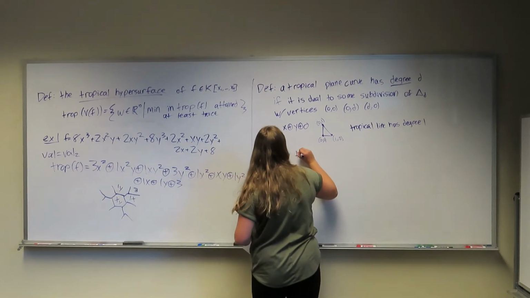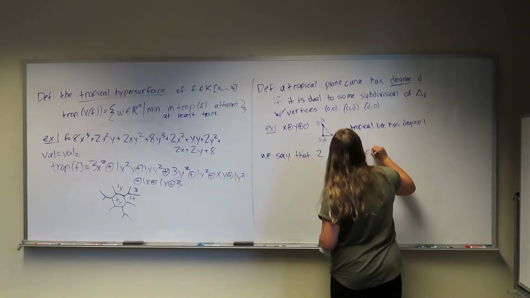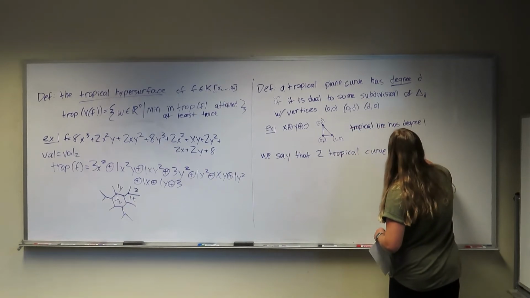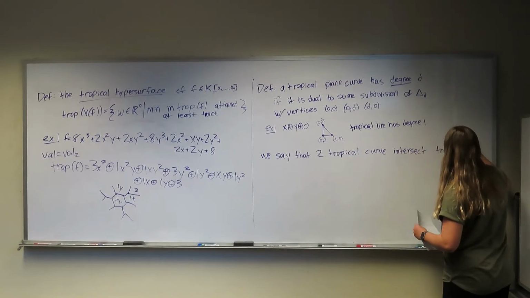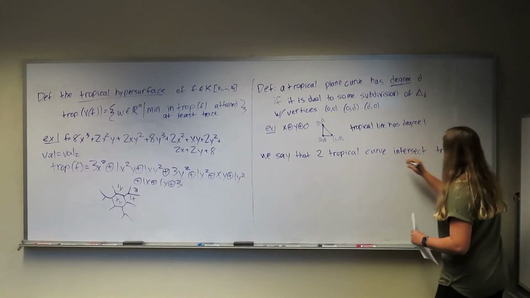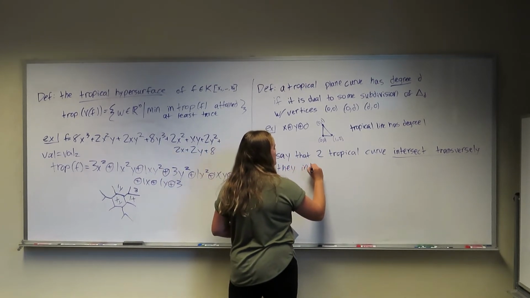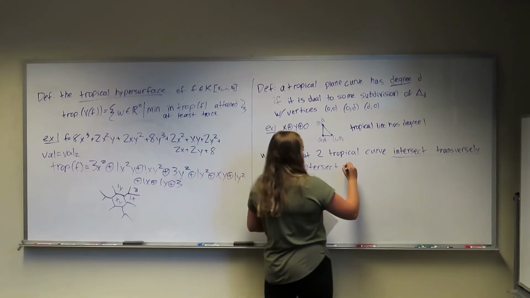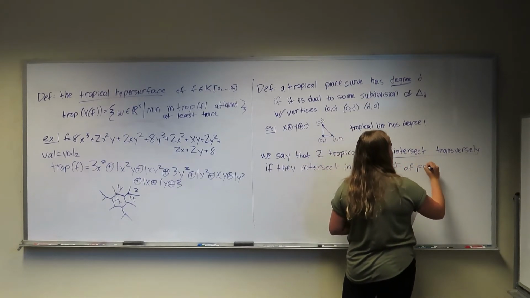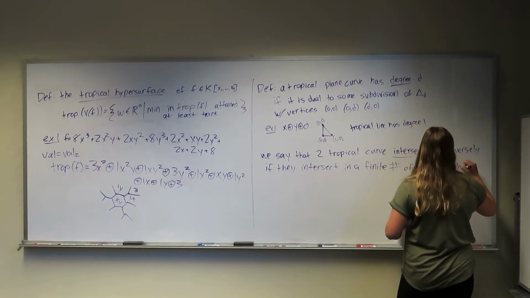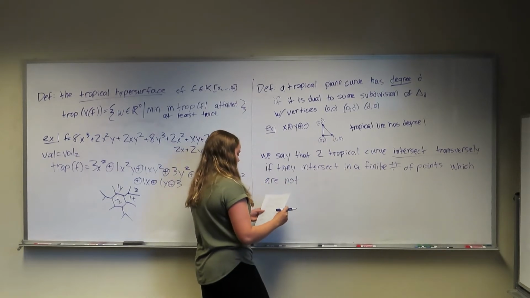We say that two tropical curves intersect transversely if they intersect in a finite number of points which are not vertices of either curve.